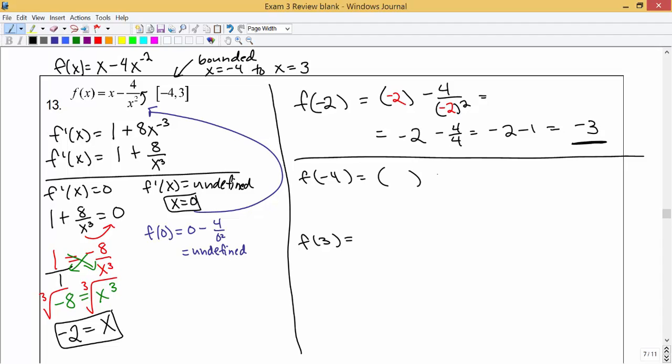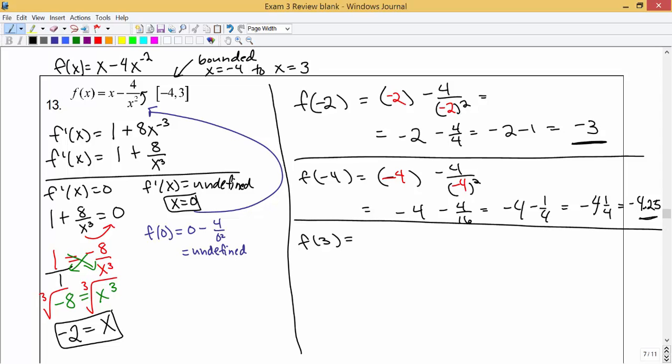So we're going to compare that to what we get when we put a -4 into the function. Okay, so that would be equal to -4 minus 4 divided by a +16. And that's -4 minus 1/4, which gives us -4 and 1/4. And as a decimal, of course, this will be -4.25.